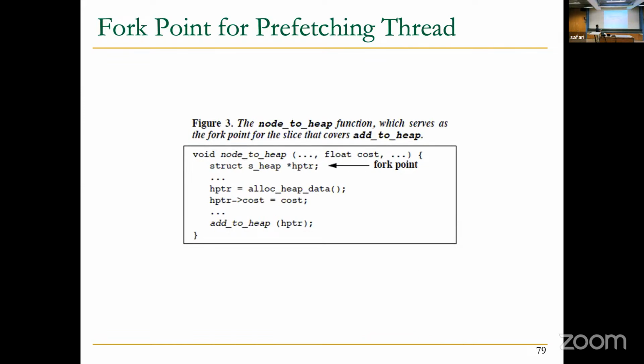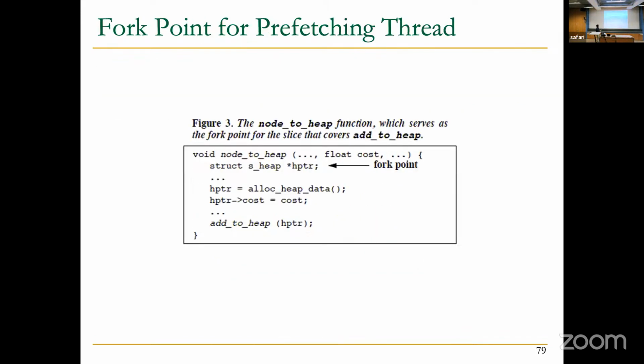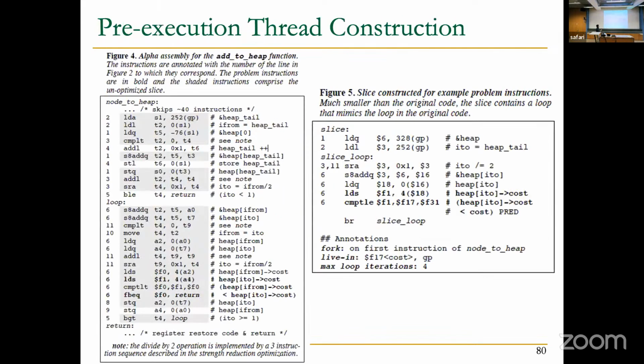Okay. So now what we are going to say is, I'm going to put a fork point here for this node to heap function. So there was some function. What they're going to show here is that if you just naively try the previous thread-based pre-execution method, that essentially executes the entirety of the while loop. So it's going to execute a lot of instructions, and not all the instructions are actually making their way to fetch that data.